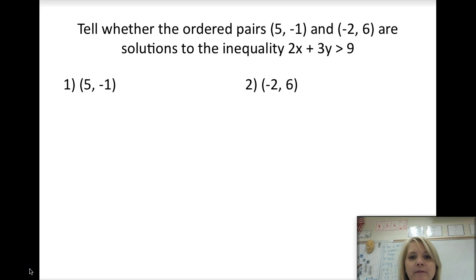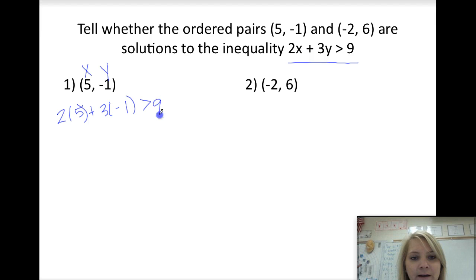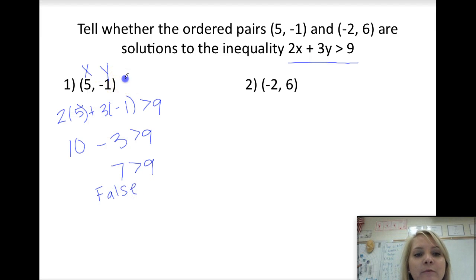We're going to tell whether the ordered pairs (5, -1) and (-2, 6) are solutions to the inequality 2x + 3y > 9. So we're going to substitute 5 in for x, -1 in for y. We'll get 2 times 5 plus 3 times -1 is greater than 9. That gives us 10 minus 3 is greater than 9, and then we get 7 is greater than 9. Now since this is false, 7 is not greater than 9, (5, -1) is not a solution. If it produces a true statement, it will be a solution.